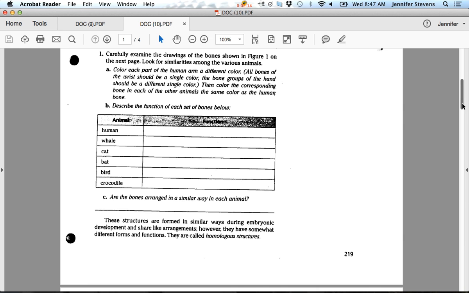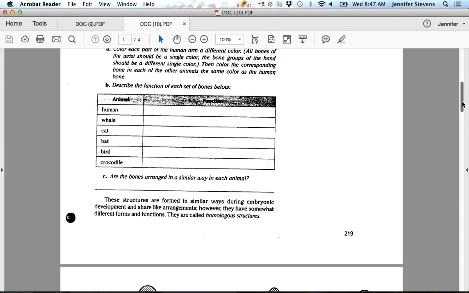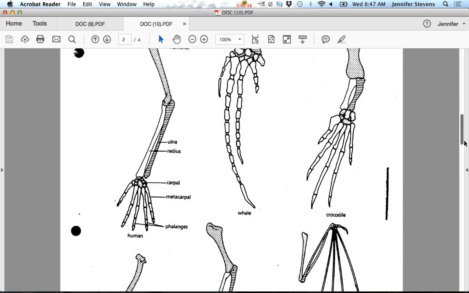All right, and so then you've got to describe the function of each set of bones below. So what do we use the human arm for? What does the whale use its arm for? The cat, the bat, the bird, and the crocodile. Then you want to look at those. Are they arranged in a similar way? These structures are formed in similar ways during embryonic development and share like arrangements. However, they have somewhat different forms and functions. They are called homologous structures. Okay, so there may be some clues to some of those answers there.